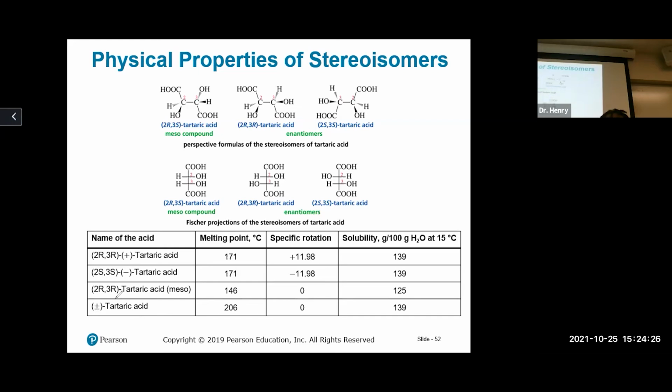If we take a look at this, its melting point goes up. Its specific rotation, well, these guys are going to be canceling each other out. But its solubility finally starts to solubilize at 139, where this one solubilizes at a lower concentration. Right? So for it to be completely soluble, you have to at least go to the 139. Does that make sense? Okay.